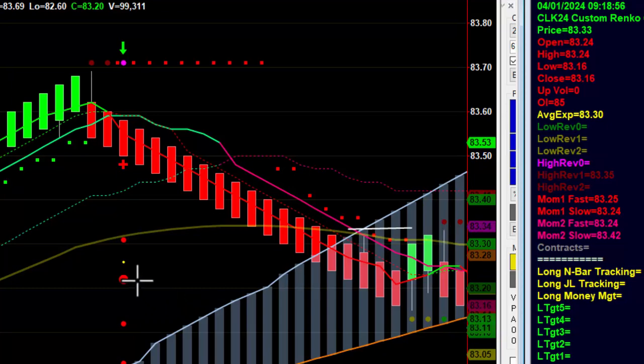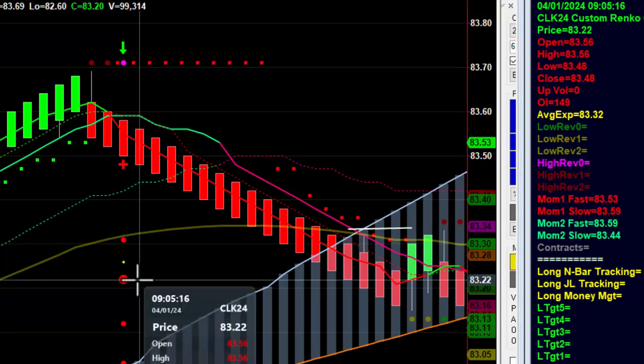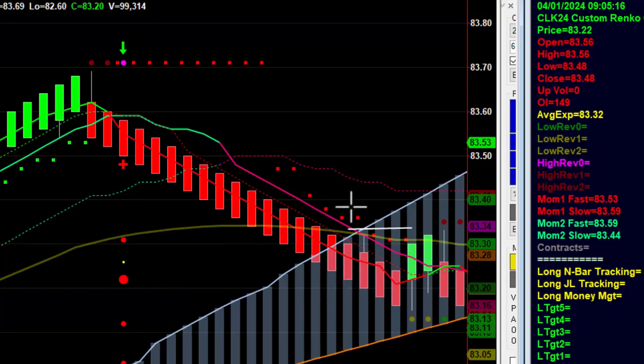But I already hit my goals. Hit target 2. Had a positive result. First trade, winning trade. And that was it. I was done with the session. And the whole trade, it went from 9:05 until 9:18. 13 minutes.